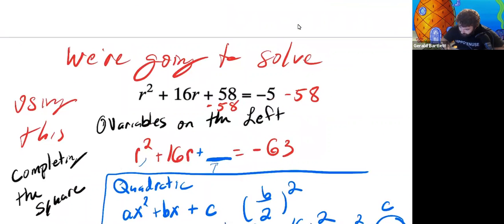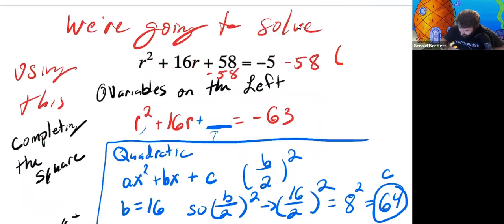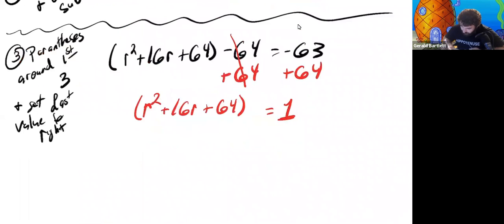But if you remember back to when I talked up here, we are trying to get this into a x plus some value squared equals a number. Well, I got equals a number. I got my parentheses. We just got to get that into the squared form correctly.